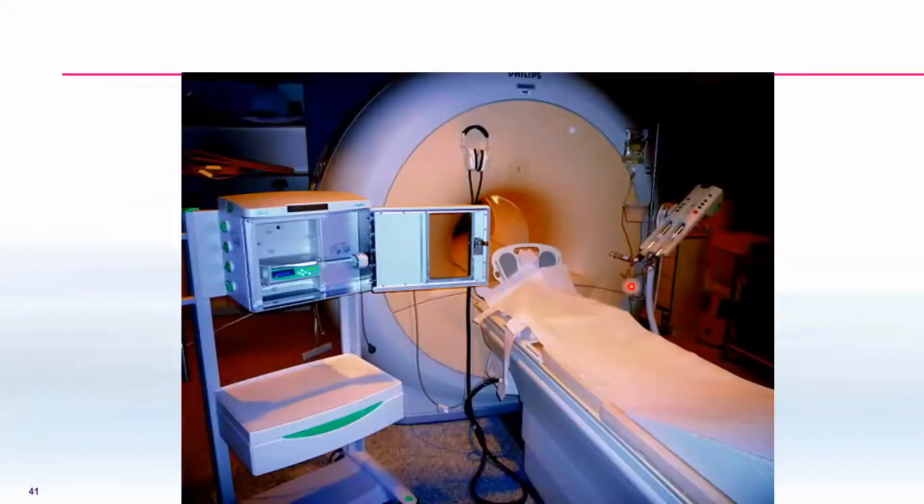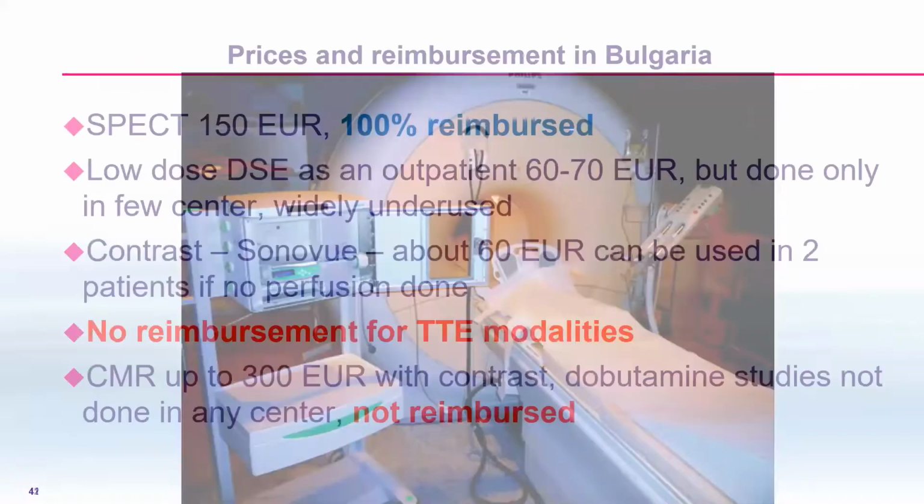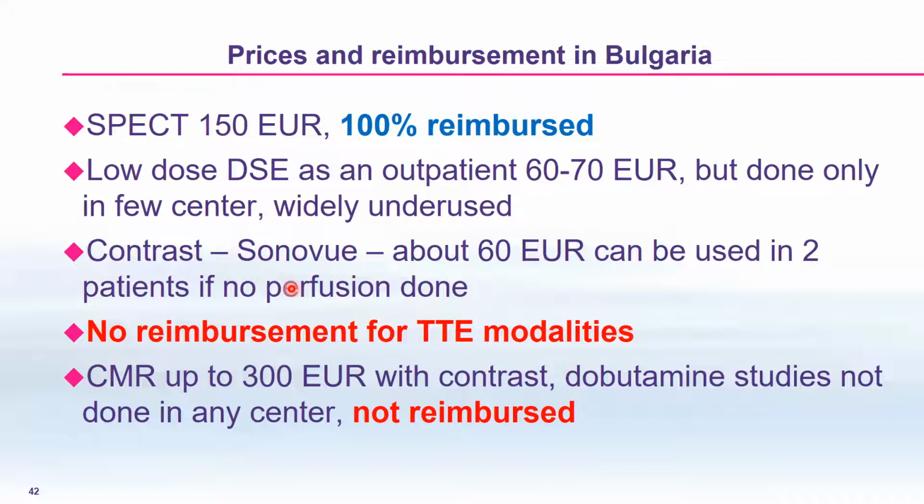Why is that not done in my country? Because it needs special equipment. You need special metal boxes where you put the perfusion pumps and special injectors, etc. And then you can do it. And I'll tell you a bit about the prices and the reimbursement by the National Health Insurance System in Bulgaria. So the SPECT is 150 euros and it's 100% reimbursed.